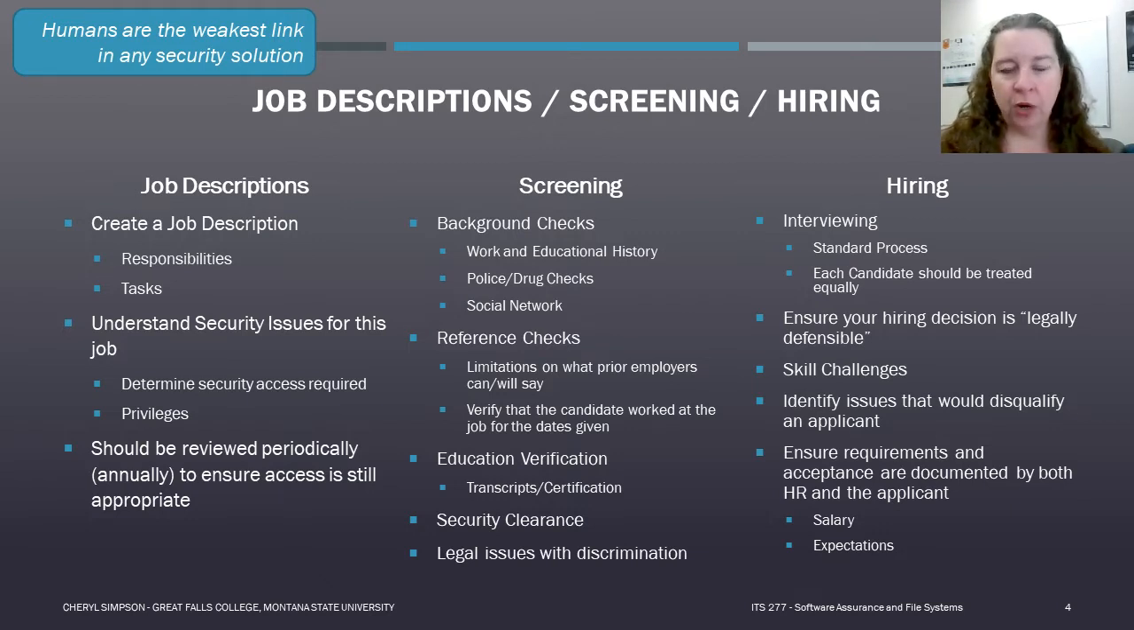You need to ensure that all of the requirements and acceptance are documented by both HR and your applicant. What is their salary? What are the expectations for their job description? Are they expected to show up at 8 in the morning, or can they show up at 9? Do they have to show up 5 days a week? Are they expected to work overtime? Are they expected to work after hours? Make sure that the salary is written down and signed and documented.